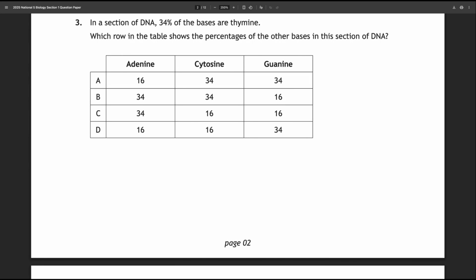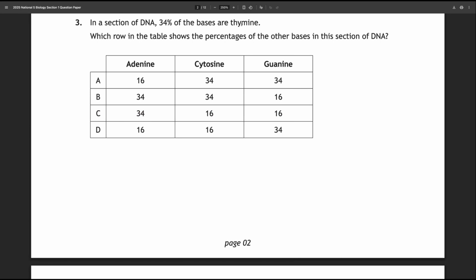Now, if we combine the thymine and adenine together, that's 34 times 2. So that's going to be 68 for adenine and thymine in total. So that leaves us with 32 that are going to be shared between cytosine and guanine, because those two are complementary to each other. And 32 divided by 2 is going to be 16. So there's going to be 16 cytosine and 16 guanine. So the answer we're going to look for here is C on this one.